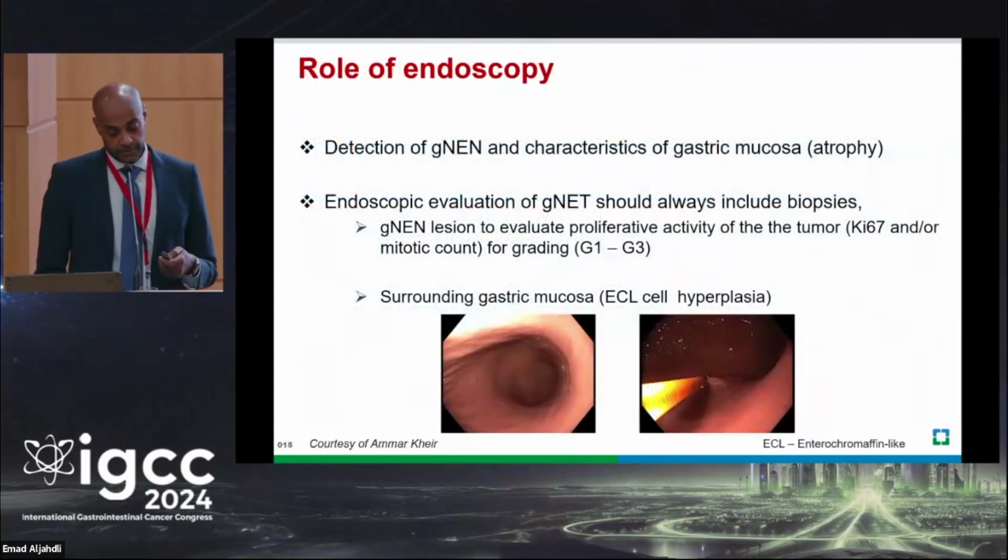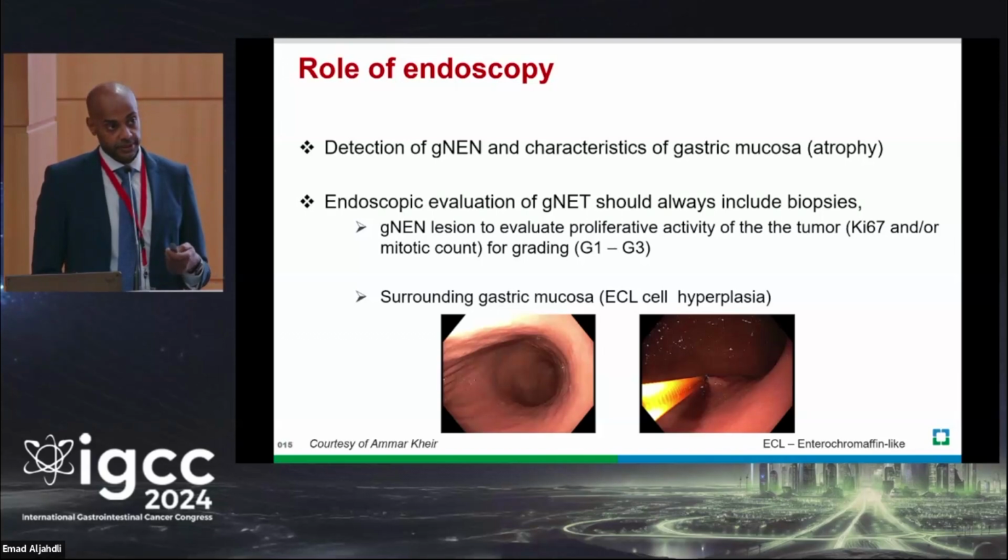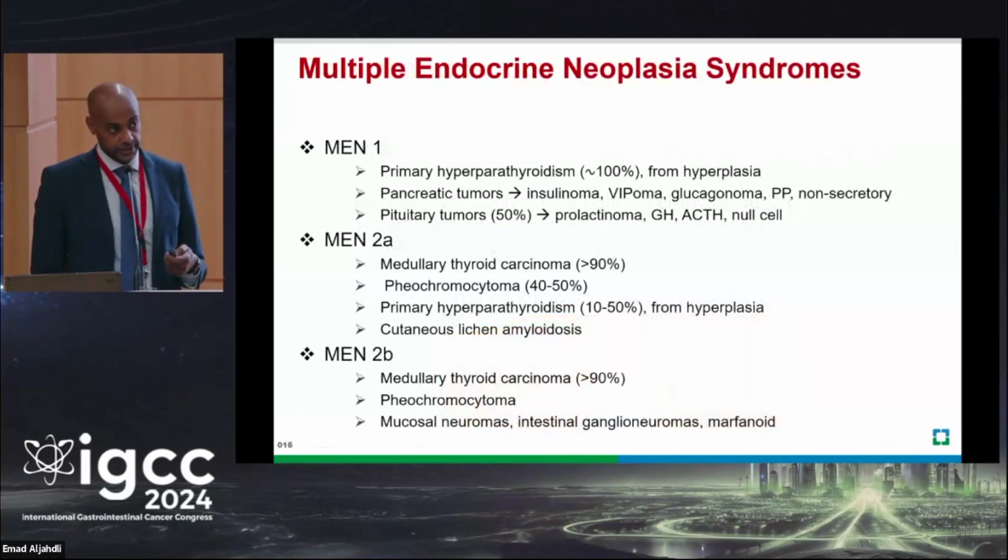Endoscopy is the mainstay because we detect these lesions in the stomach by endoscopy, and also endoscopy is helpful in recognizing if you have a gastric atrophy, which helps you to classify into different types. But also endoscopy is important because we need to biopsy the lesion to assess the proliferative activity, the mitotic count, and the Ki-67, and also to biopsy the surrounding mucosa to confirm if there is a gastric atrophy or not, and also the presence of ECL hyperplasia.